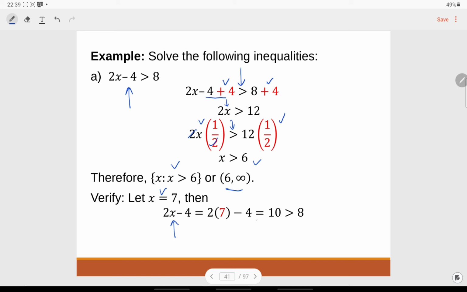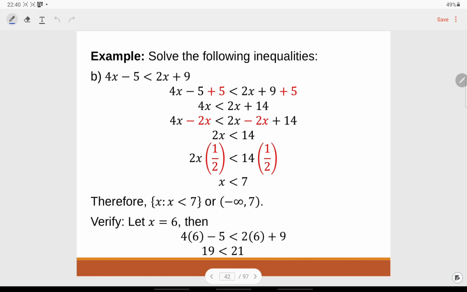We insert x equal to 7 into the given inequality. So at the left hand side, we get the value of 10. 10 is obviously greater than 8. Okay, 10 is greater than 8. So it's true, when x is greater than 6, it can satisfy these inequalities. It can make these inequalities true.